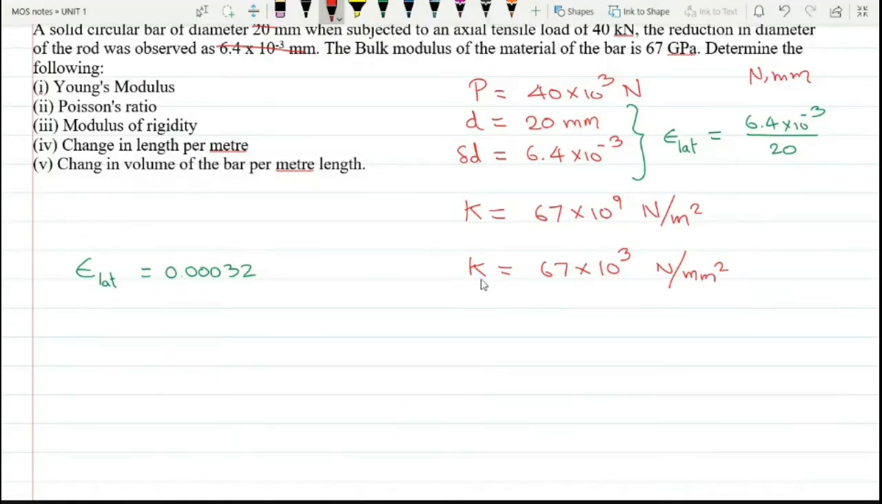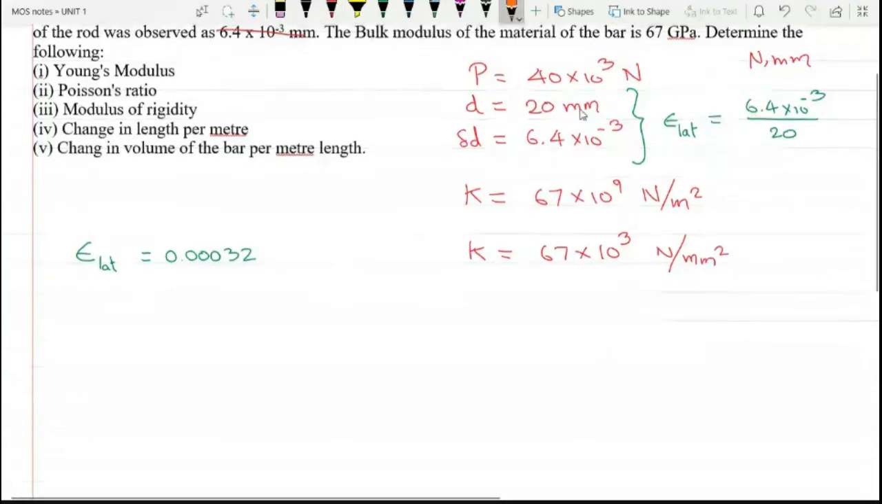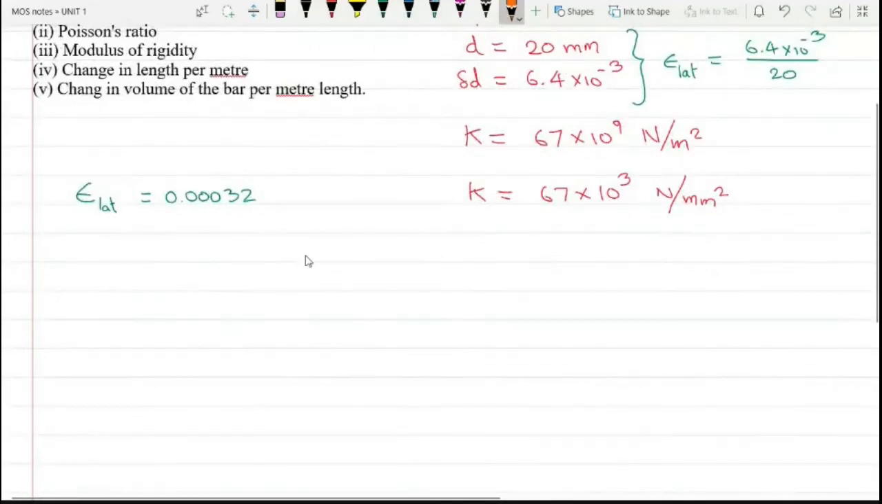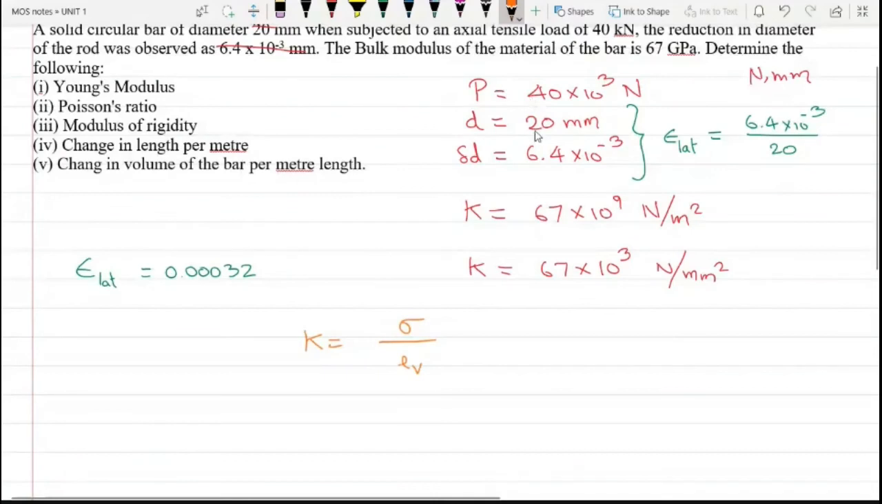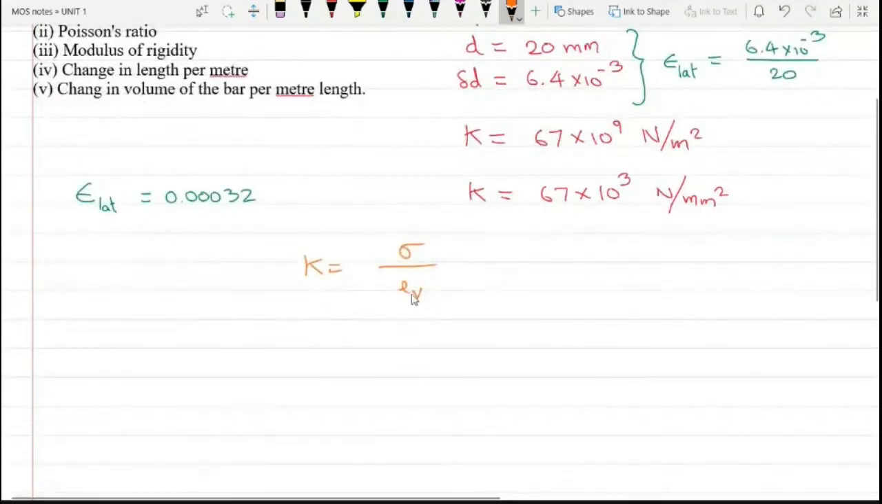So let me consider K. What are the formulas related to K? Let's write those, then we will use the formulas to identify the values. First, bulk modulus K is normal stress by volumetric strain. This is one formula. I can use this because I know the bulk modulus. I can identify the normal stress because force is given and diameter is given. From this, I can identify the volumetric strain. This is my first part.